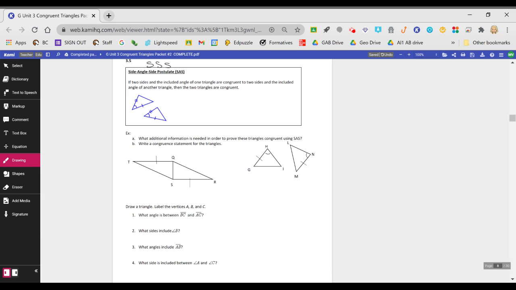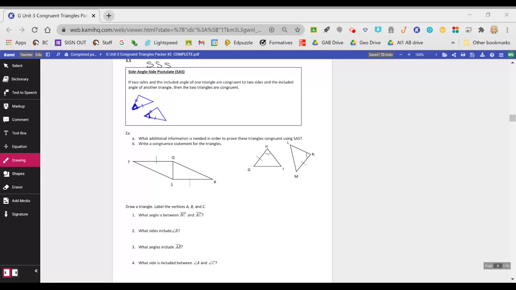Now, the important part of side angle side, or SAS, is that if two sides and the included angle of one triangle are congruent to two sides and the included angle of the other, the triangles are congruent. So the included angle is this important thing. When we look at our diagram here, you'll notice that the angle I'm talking about is made up of the two sides that I know are congruent. So it's this angle that's in between. It has to be the included angle. So now let's talk about some examples.